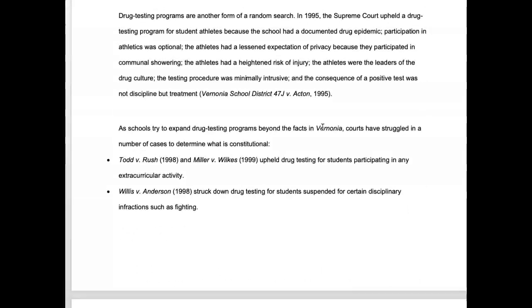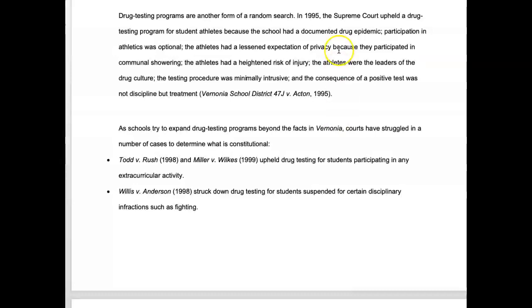A lot of times it has to do with athletics. And it has to do with if you have a history or if there is a problem with drugs, a documented drug epidemic, then you can do it. Again, the reason why you get by with this in athletics is athletics is optional. It's not a right, it's a privilege. It's optional. So they have a lessened expectation of privacy. But again, you have to have a history of it that you're trying to stop before you can implement it.